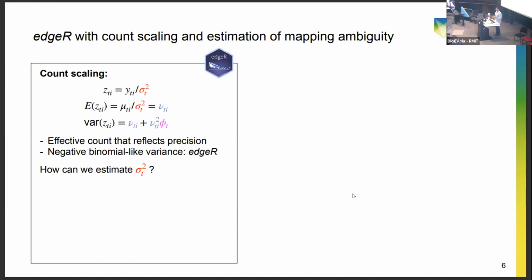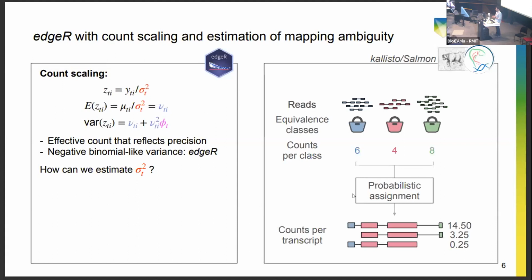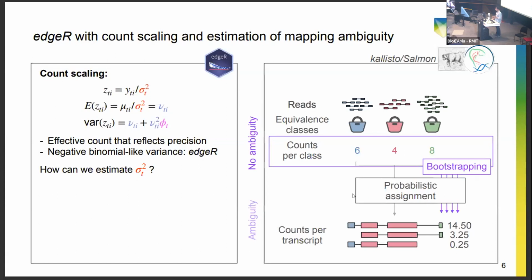But how can we estimate sigma square? Because it depends on how these transcripts are overlapping with each other. So to do that, we use Salmon and Kallisto. Salmon and Kallisto will compute for you bootstrap estimates at the level of equivalence classes. So in equivalence classes, we have sets of transcripts to which each read can map unambiguously.